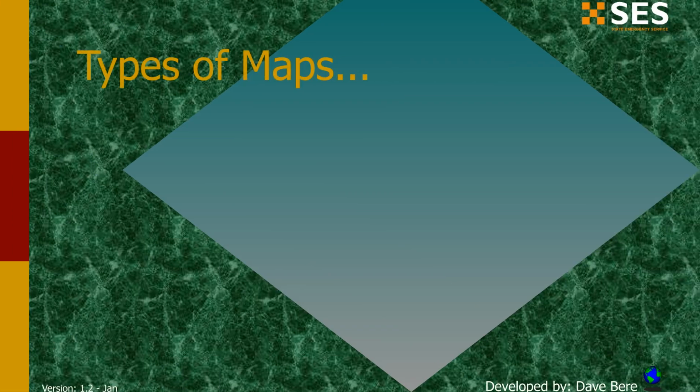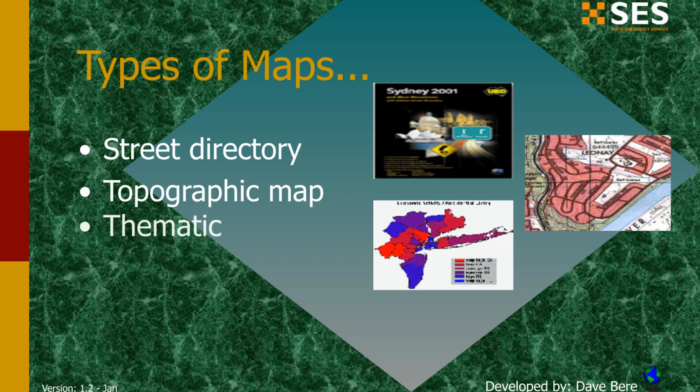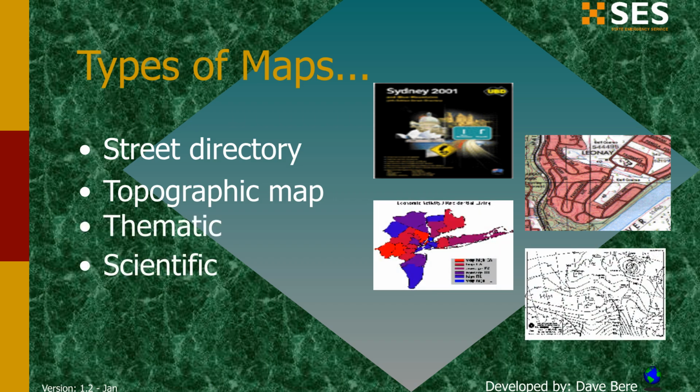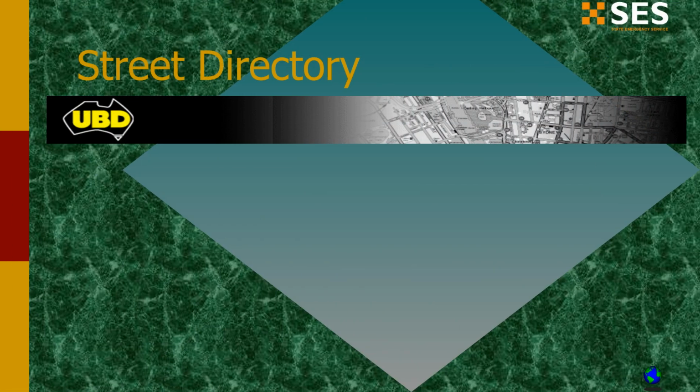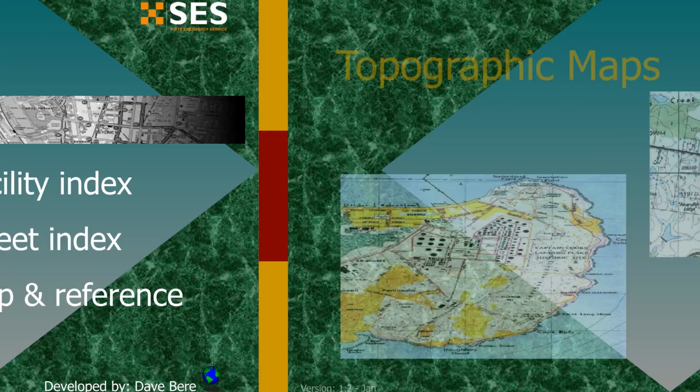We use different types of maps, including street directories, topographic maps, thematic maps, scientific maps, and mud maps. Each type serves a specific purpose in navigation and spatial understanding. A street directory contains several key components, such as the edition, a key map, a suburb index, a facility index, a street index, and map references. These elements help locate places efficiently.